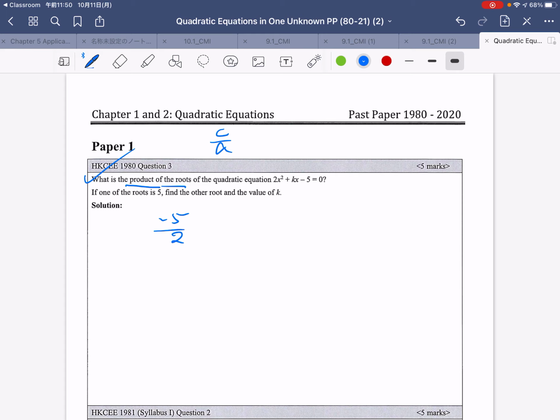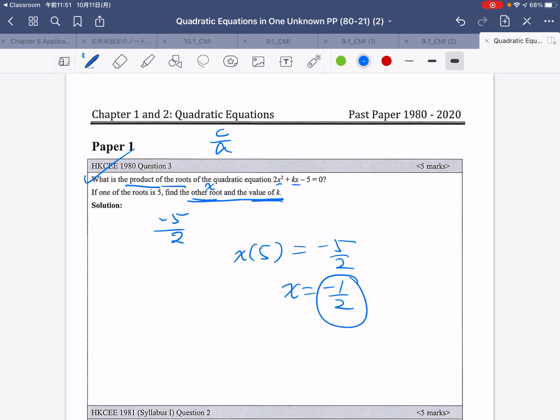And it said that one of the roots is 5. So what is the other root and the value of k? For this question, you can let the other root be x. So x times 5 equals -5 over 2, because of the product of roots, and then you can see x is -1 over 2. So the other root is -1 over 2.